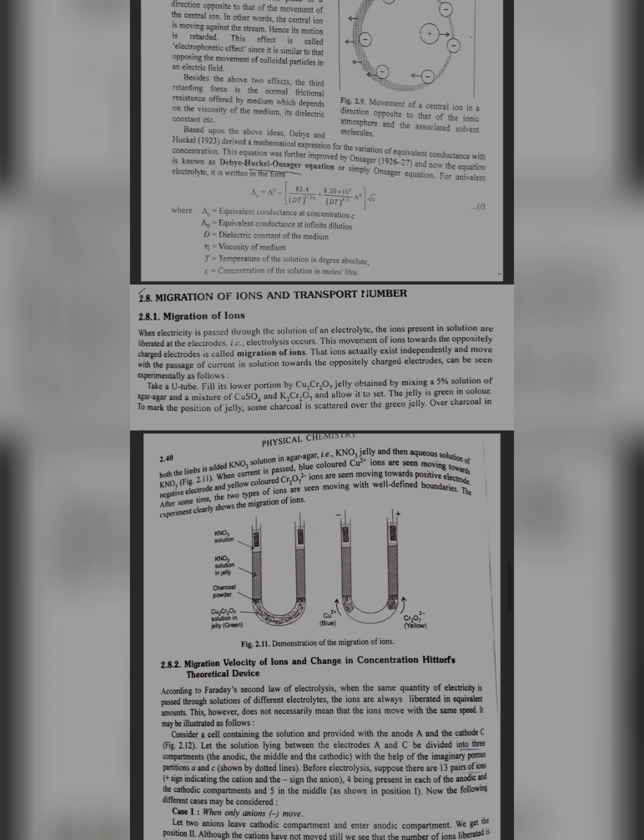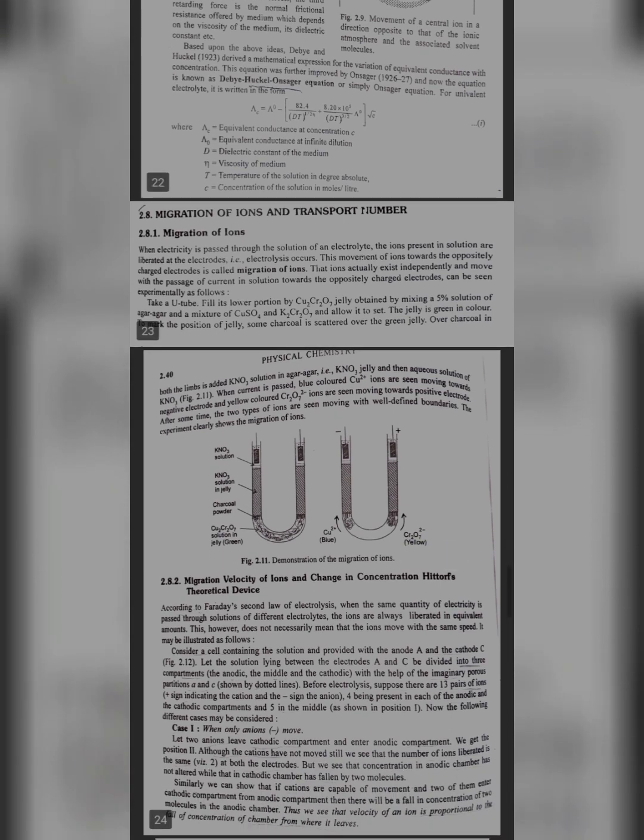That ions actually exist independently and move with the passage of current in solution toward the oppositely charged electrode can be seen experimentally as follows. Take a U-shaped tube, fill its lower portion with Cu2Cr2O7 jelly obtained by mixing a 5% solution of agar-agar and a mixture of CuSO4 and K2Cr2O7, and allow it to set. The jelly is green in color.